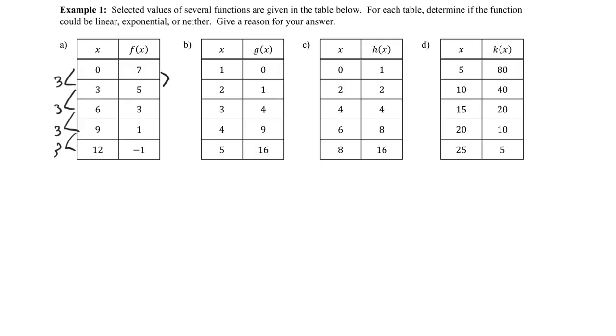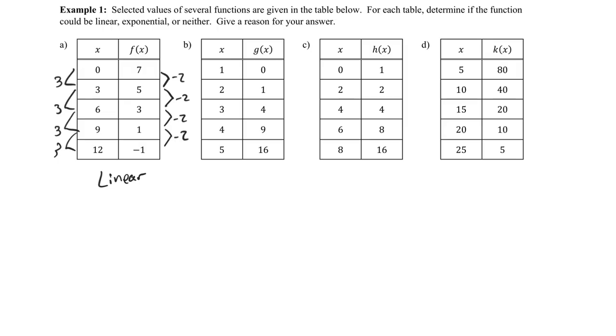This one is subtracting 2. This one is subtracting 2. This one is subtracting 2. This one is subtracting 2. Hey, look at that. It is a constant rate of change. It stayed the same the whole way through. This is linear.